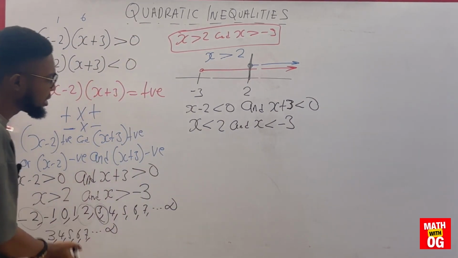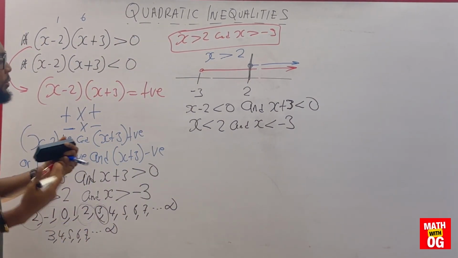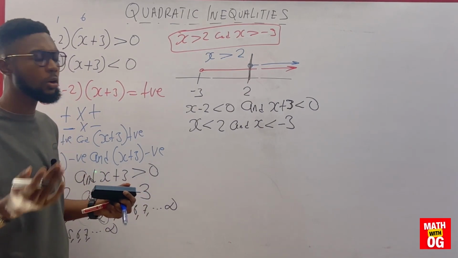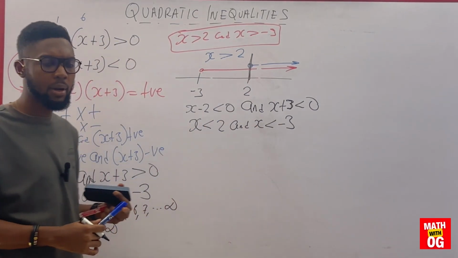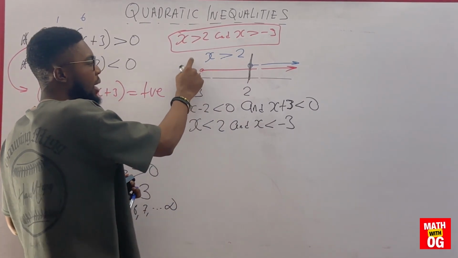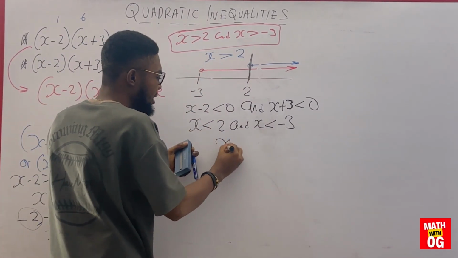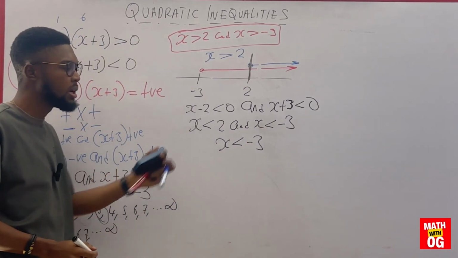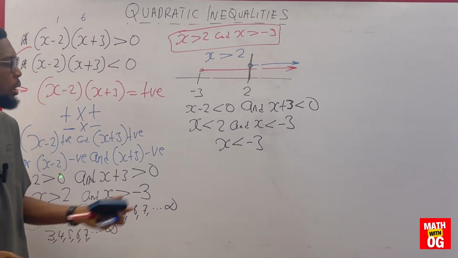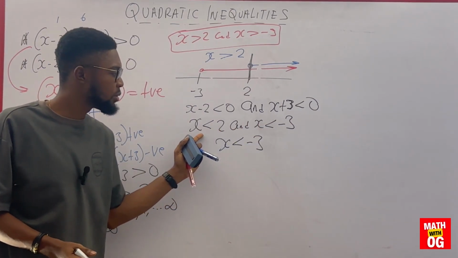Now if we follow exactly the same approach, at what range of values of s will s be less than 2 and at the same time s will be less than minus 3? If I combine them the way I combined these, the answer will be what? S is less than minus 3. Once s is less than minus 3, s must be less than 2.